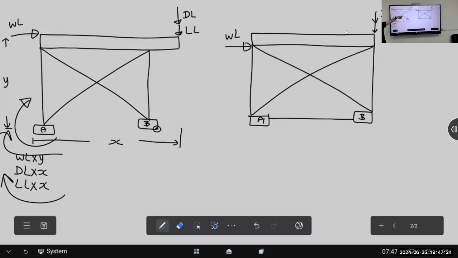Correct or not? Right. Is the dead load and live load making overturning or not? Is there a moment or not? Yes. Where is the distance now? Correct or not? Sorry. Correct.